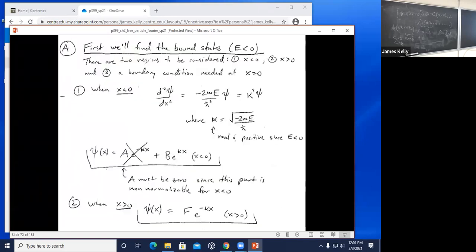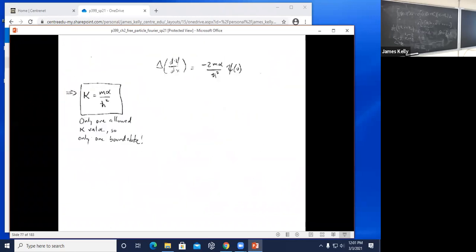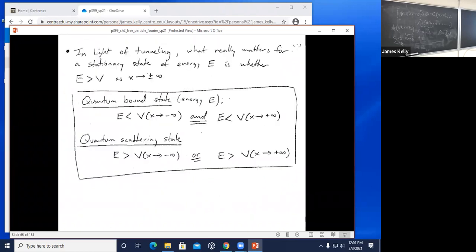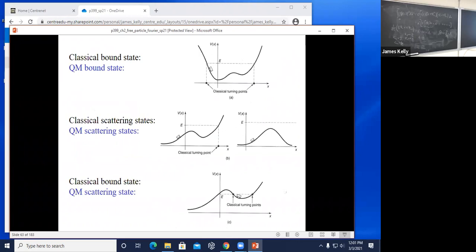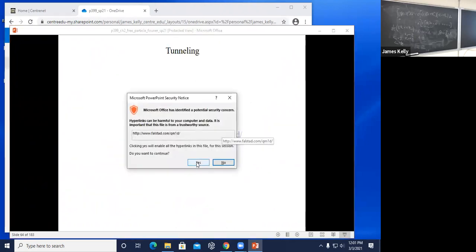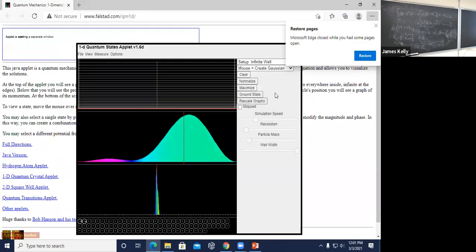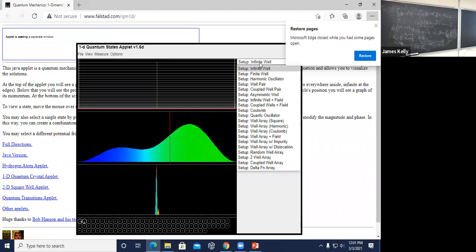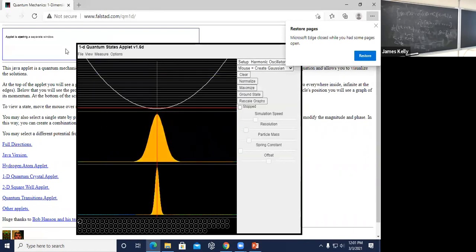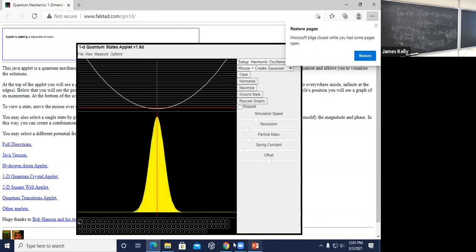I know I do later on down here. Somewhere here, there we go. Let's go and look at the harmonic oscillator bound states. Let's get rid of some stuff on here.